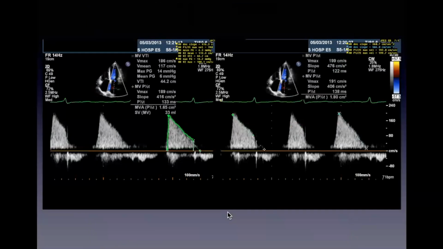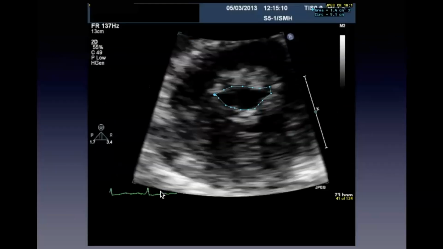And you have one tracing for the pressure half time here, which is 1.8 square centimeters. You have to obviously average a number of them given atrial fibrillation and the irregular heart rate. 1.7 over here. We're able to trace the mitral valve area on the short axis, and it's 1.4 square centimeters by planimetry.